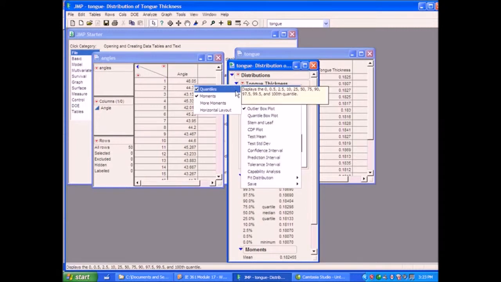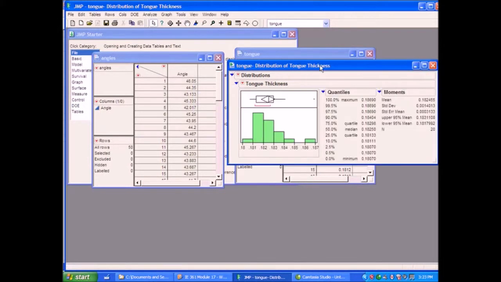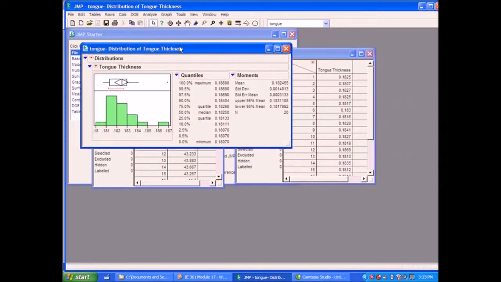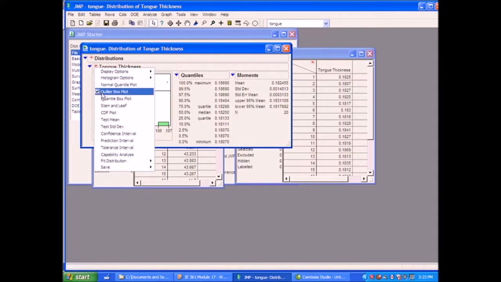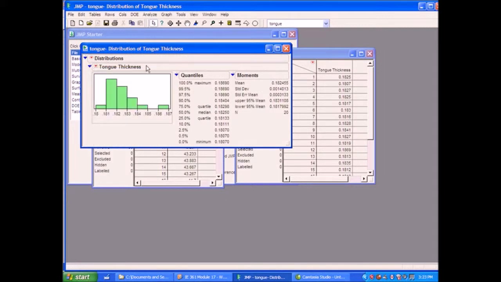Let's use a horizontal layout for this JMP report. Let's get rid of this outlier box plot, and here is a histogram of those tongue thickness data. Just looking at that histogram, you can see that the distribution has a long tail right. It looks like it's skewed right.